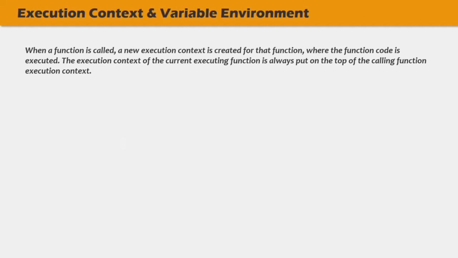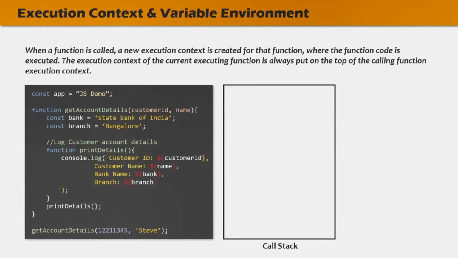So in the last lecture, we learned that when a function is called, a new execution context is created for that function where the function code is executed. The execution context of the currently executing function is always put on top of the calling function's execution context. For example, here we have a very simple JavaScript code.